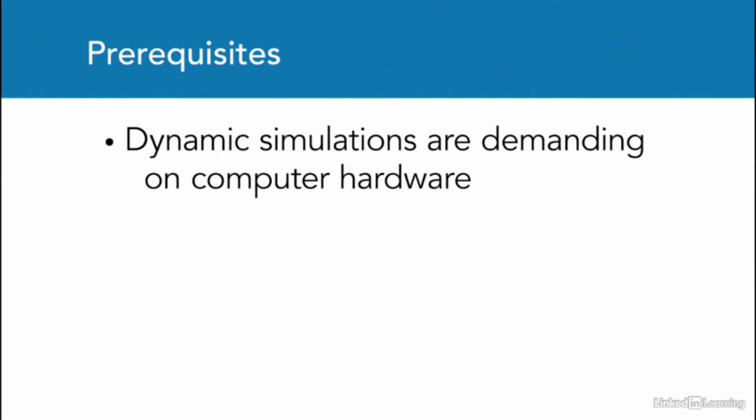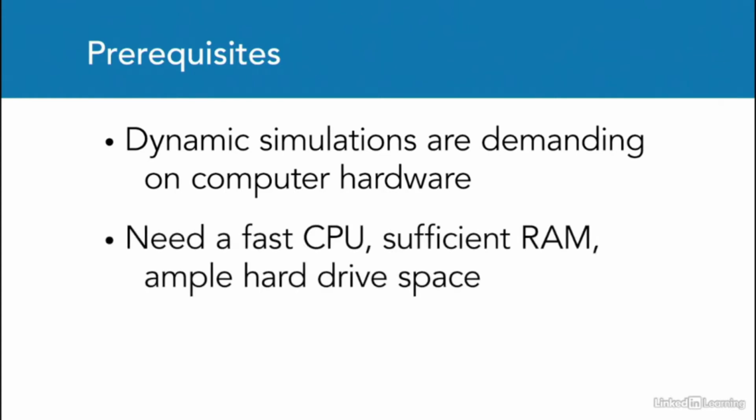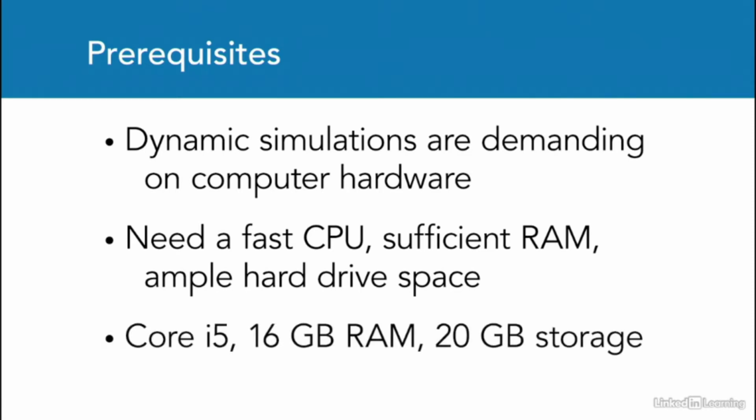Some of the exercises in the course are dynamic simulations, and to complete those lessons you'll need a computer that's up to the task. As a general rule, you'll want a fast central processing unit, sufficient random access memory, and lots of hard drive storage space. The CPU should be the equivalent of an Intel Core i5 or better. 16 gigabytes of RAM or more is recommended to prevent slowdowns from virtual memory swapping. We'll be caching a simulation to disk, and that will eat up a considerable amount of hard drive space, about 10 gigabytes. To be on the safe side, you should really have more like 20 gigabytes available.